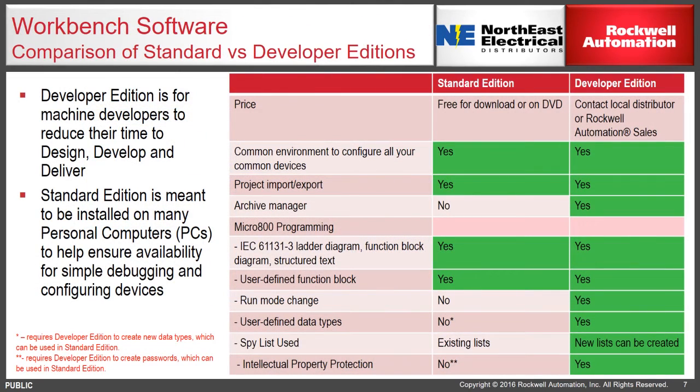There are two versions of CCW, the Standard and the Developer Edition. The major advantage of Developer is that you can make run mode changes. You can create UDTs and IP protection. The Standard Edition can be downloaded for free, and there's a modest fee for the Developer Edition.